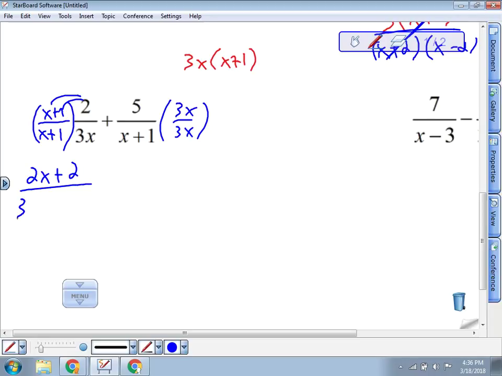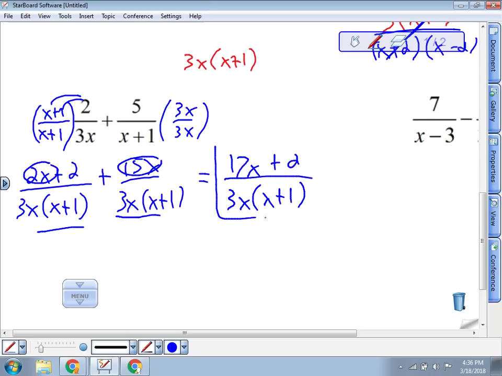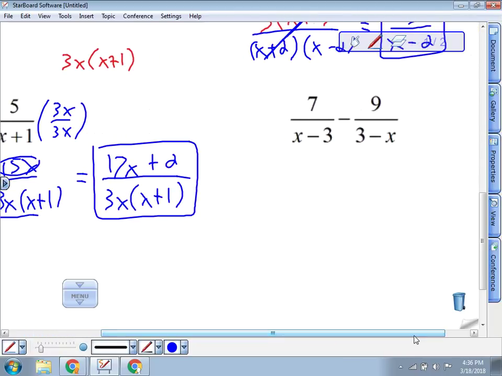Last time I didn't. Then this time I'm going to have 3x, x plus 1, plus 5 times 3x is 15x over 3x, x plus 1. So I know my final answer is going to have this common denominator. So it's going to be 3x, x plus 1, and on top, I'm just going to combine like terms. The 15x and the 2x is 17x plus 2. There's my final answer. Okay, got to be able to find that least common denominator.